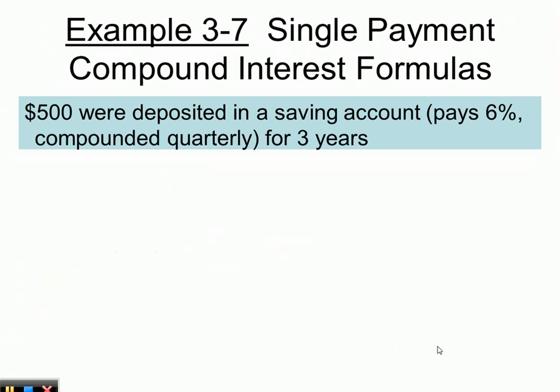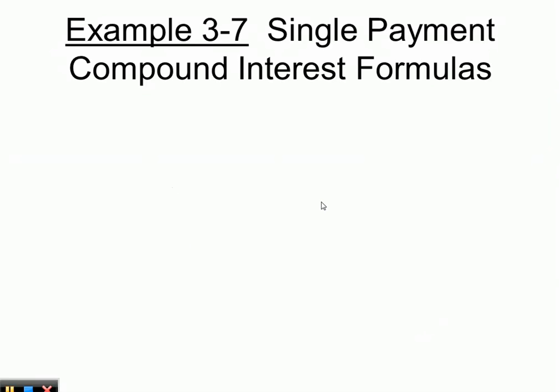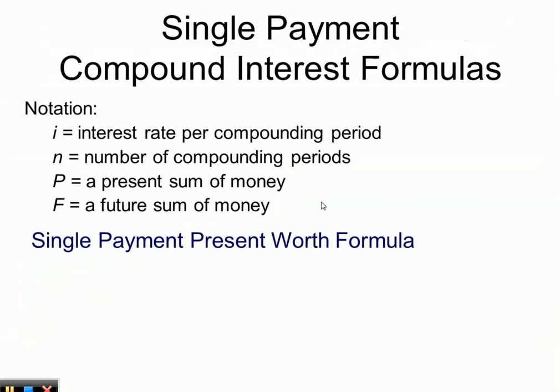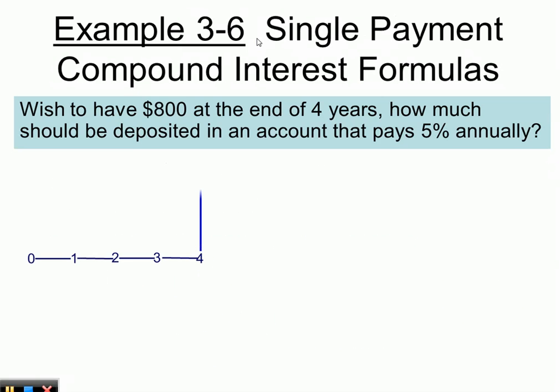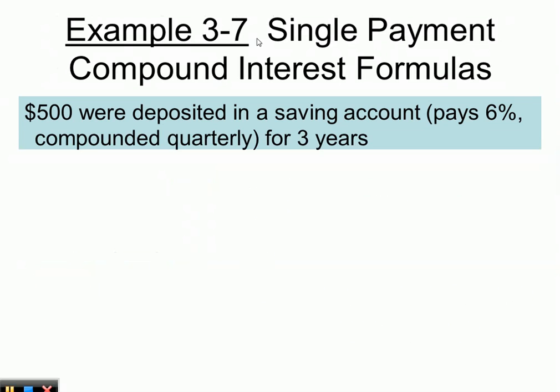Wonderful. Here's another example. 5,000 were deposited in a savings account that pays 6% compounded quarterly for 3 years. Okay, is it the same example as we saw before? No, it's not, right? What I'm trying to refer to is this example here: 5,000 were deposited in a savings account that pays 6% compounded annually for 3 years. Notice compounded annually. In example 3.5, we had it compounded annually. But in example 3.7, we have it compounded quarterly. So it's a different example.